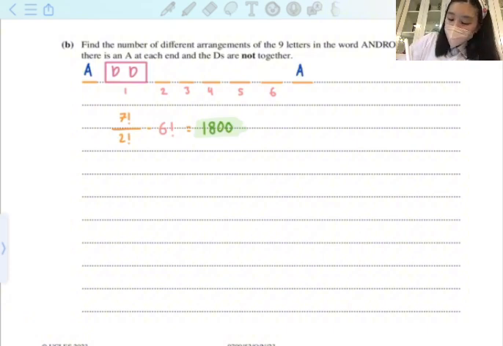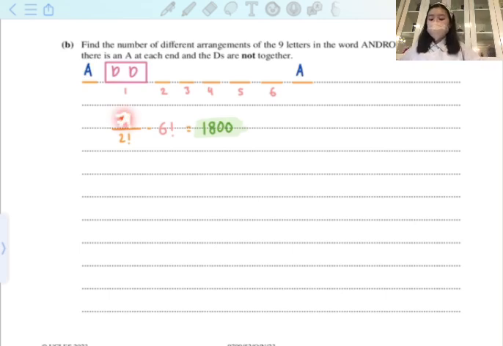So you have the 7 positions. Well, technically 6, because I grouped the D's as one unit, remember the pancake analogy? So 7 factorial per 2 factorial, and then you take away 6 factorial. 6 factorial is the amount of arrangements in which the D's are together. And then you'd get 1,800.